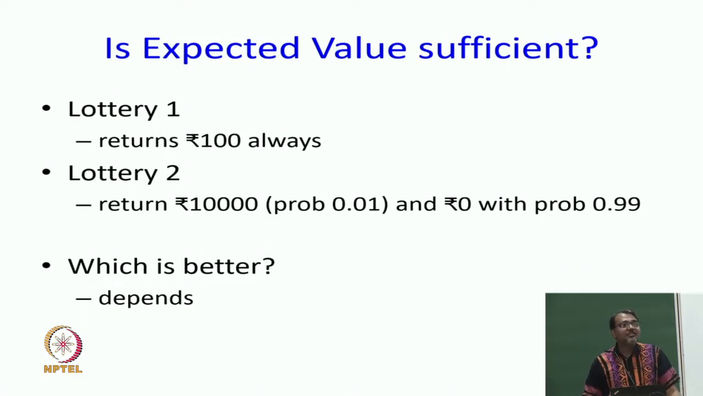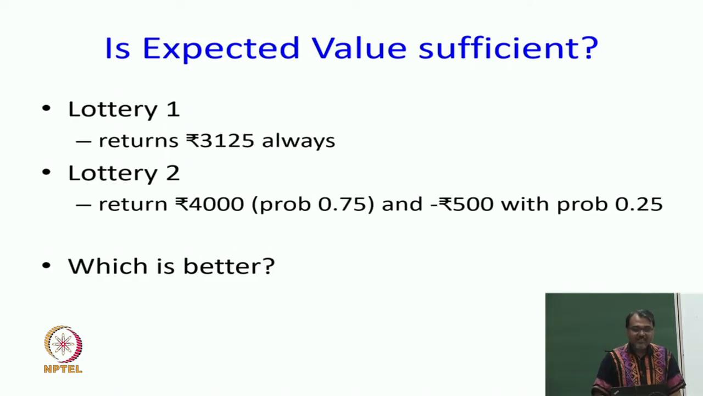Now, I will push this further. I will say lottery 1 you will get 3000 rupees and lottery 2 you will get 4000 rupees with probability 0.75, but I will take 500 rupees with probability 0.25. Now, who is going to play lottery 2? 4 people. Who is going to play lottery 1? Everybody, right. So, completely shifted.